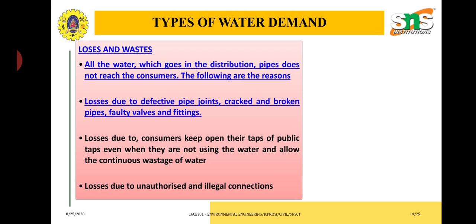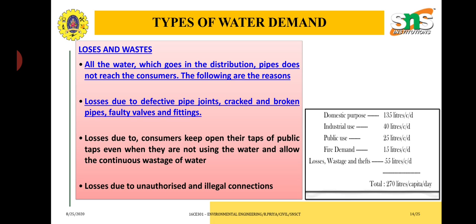There are also losses when people just open the tap. In some places you can see that people open the taps and go away, so some amount of water gets lost. The water spent in these losses comes under the demand for losses and waste. In the table you can see that losses, waste and thefts account for 55 liters per capita per day.